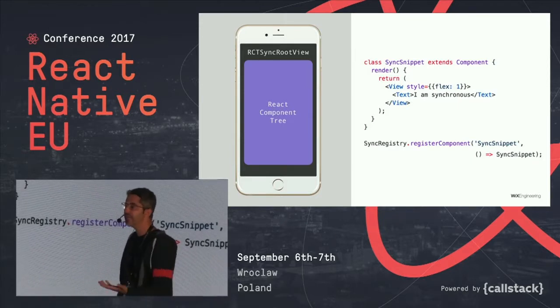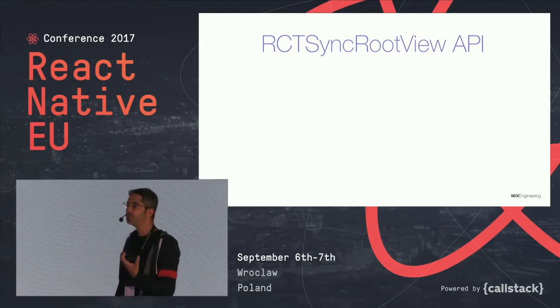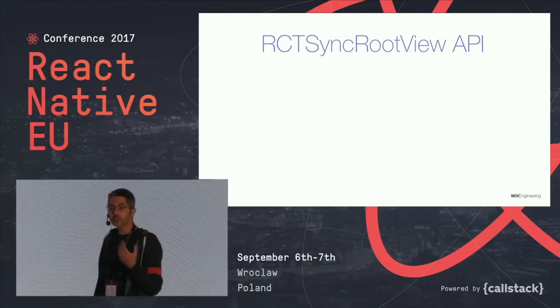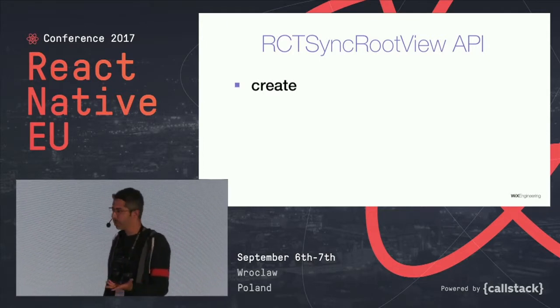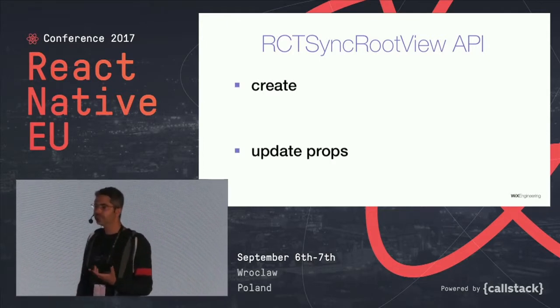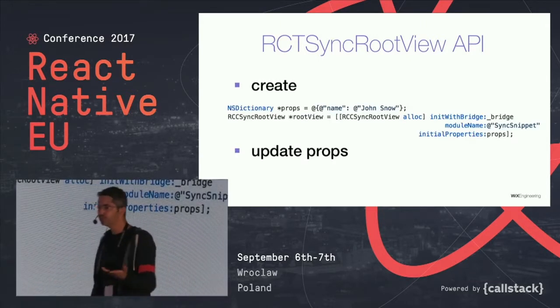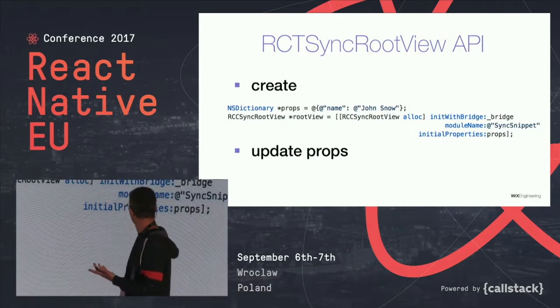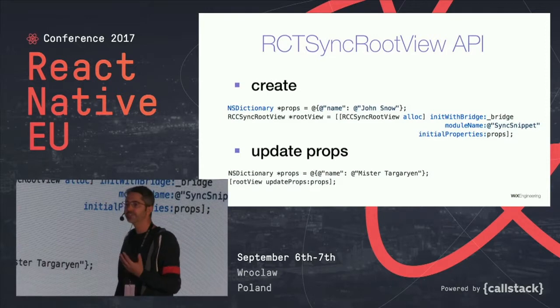So in terms of APIs, the API is identical. What would be the native API if you want to use it from the native side? So we would have, just like before, a create method. Okay, that's what we want. But also we want an update props method. And the APIs are identical to what we had before. It's just RCT sync root view instead of RCT root view. And you would just pass on the string of the component that you registered. So all of this is super simple.